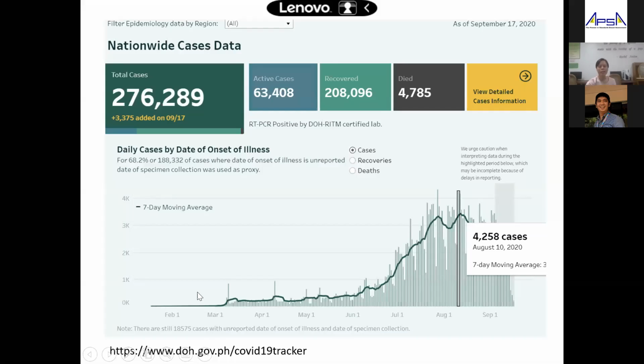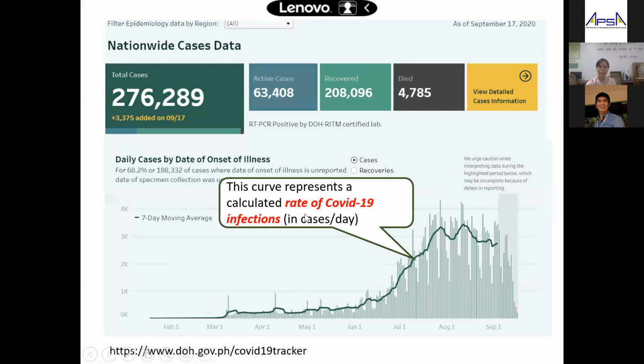So, dun pala, nagkaroon ng relationship yung derivative tsaka antiderivative. You're graphing the rate. It's like graphing the derivative function, di ba? So, you graph the derivative function. This is the rate of new infections. Yan o, the curve represents the rate of new infections.